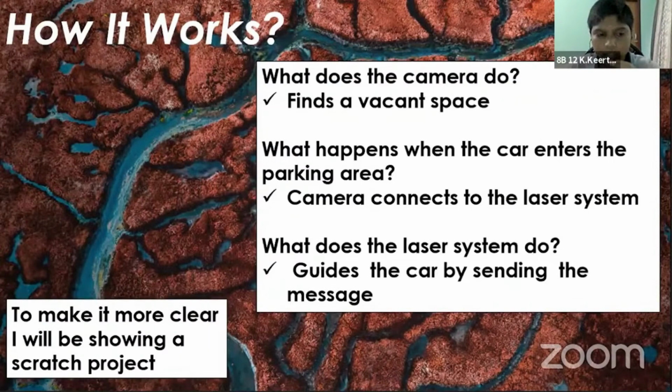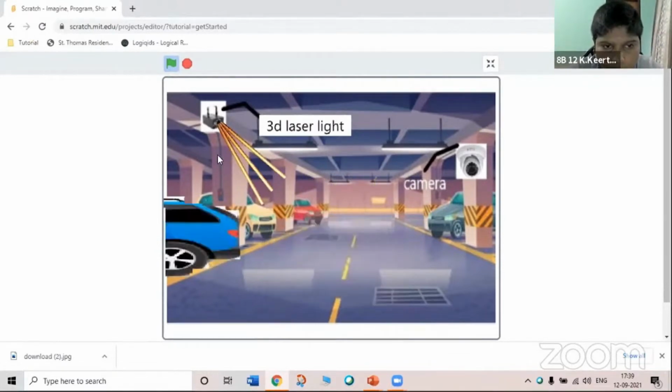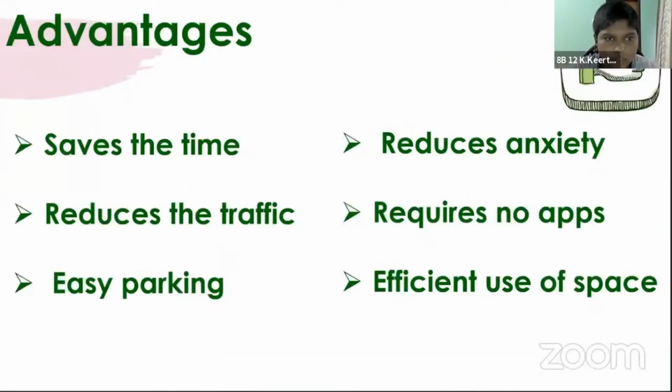To make it more clear, I'll be showing a Scratch project. The car comes, the camera sends a signal to the 3D laser light, it shows welcome and turn left to park. And the 3D laser light gets off.